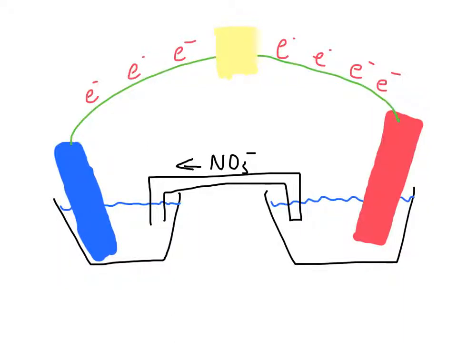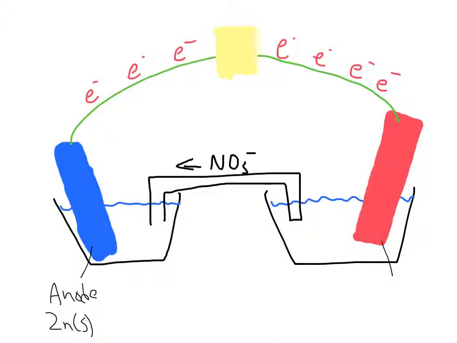Alright guys, this session is going to be on electrochemical cells. Over here we're going to have two electrodes. We have the anode, and in this situation, the anode is going to be zinc solid.